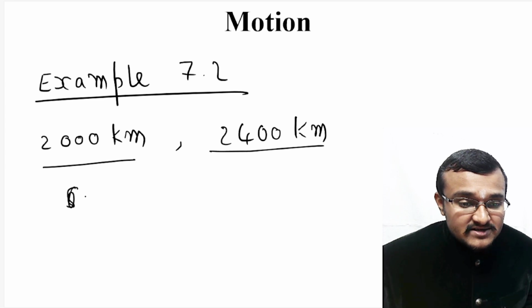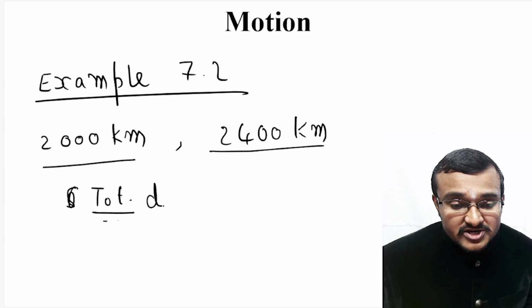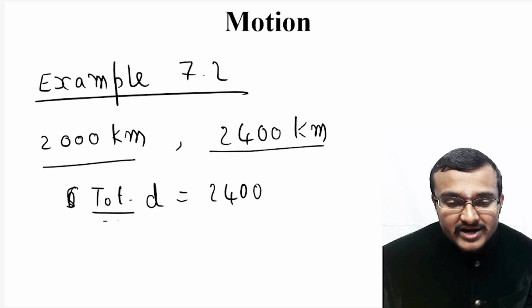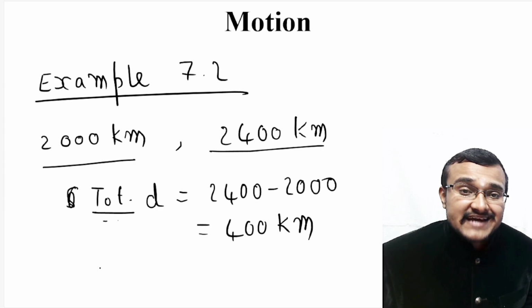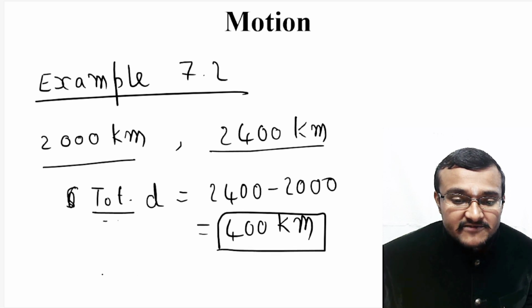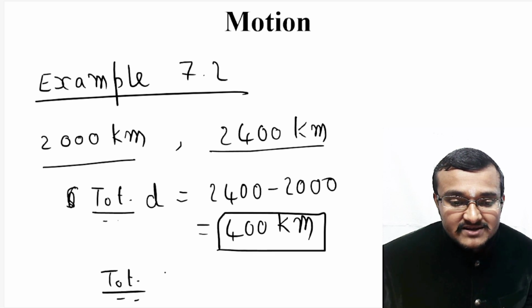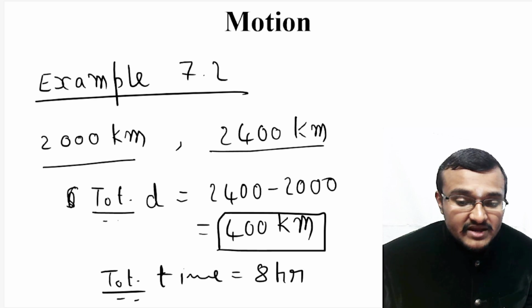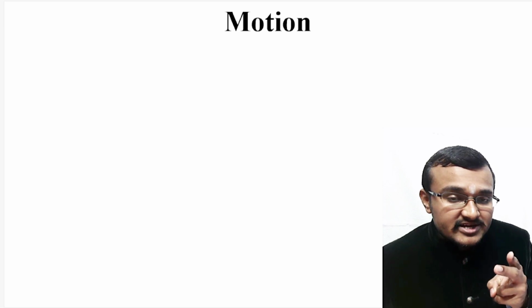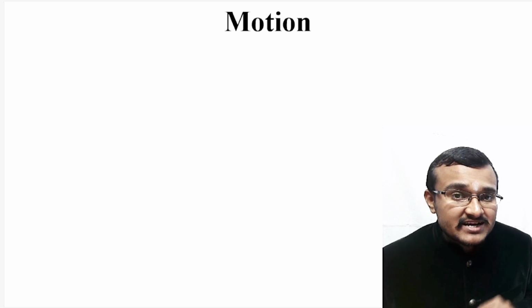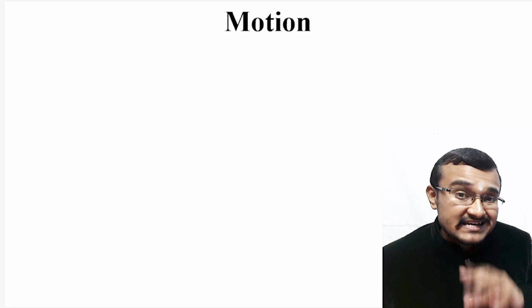So here, how much distance has this particular car traveled? You can calculate that. The total distance traveled by this car will be equal to 2400 minus 2000. So 400 kilometer is the total distance traveled by this car, and the total time taken to cover this 400 kilometer is 8 hours. This is the data which they have given. Now you should calculate the average speed of this car in kilometer per hour and also in meter per second. You should remember, always when converting from kilometer per hour to meter per second, be careful in conversion of SI units.